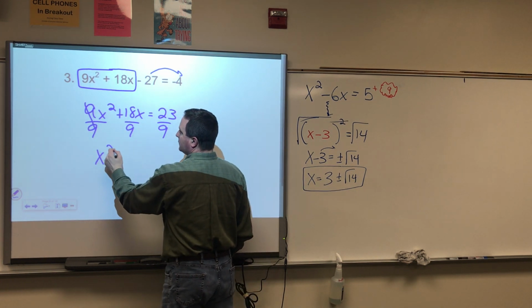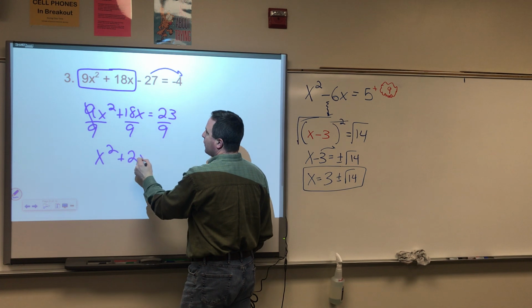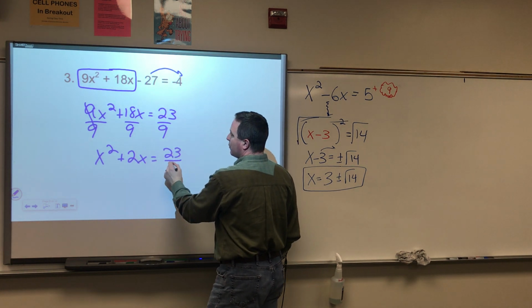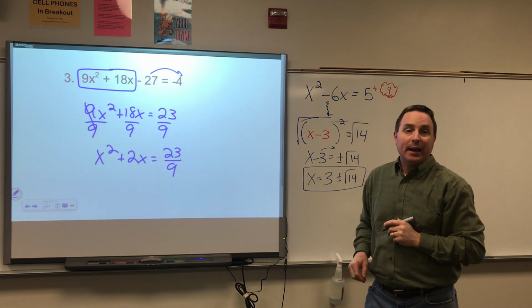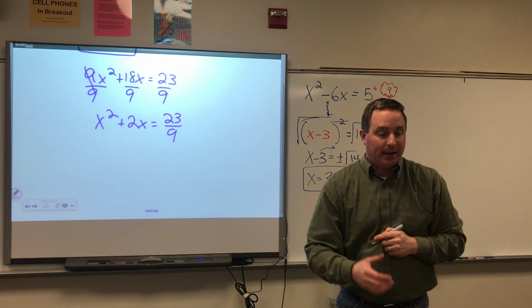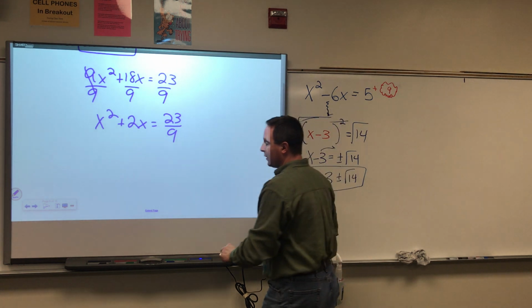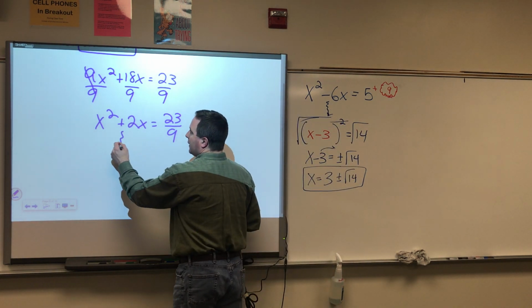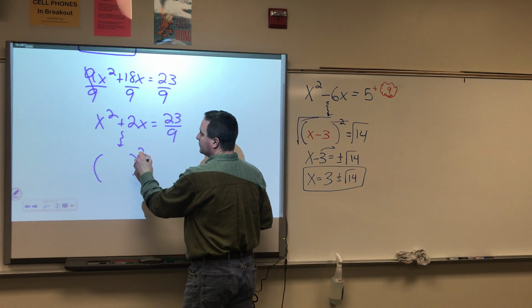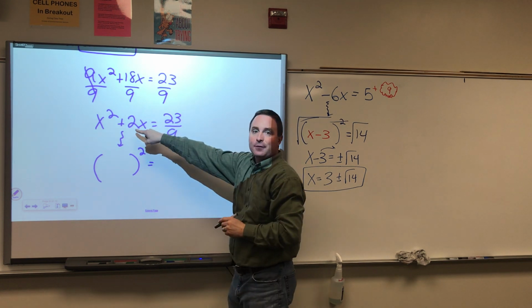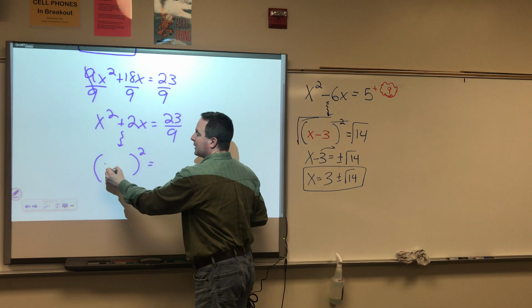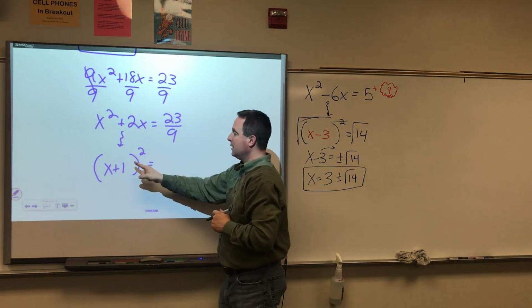They cancel out. I get 2x. And over there, I get 23 ninths. Oh man, it's a fraction. Okay, that's okay. It's in the proper form. I got my x's on the left. If I do my little shortcut, let's figure out what's going to go in the parentheses. It's half of 2, which is 1 again. I'm going to get x plus 1.